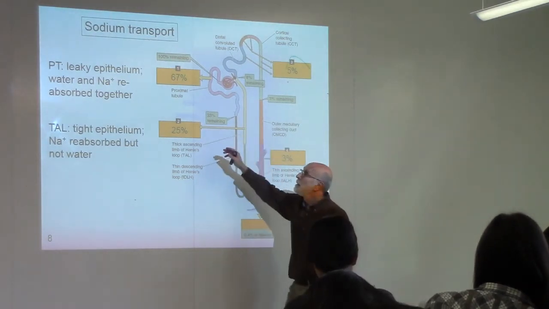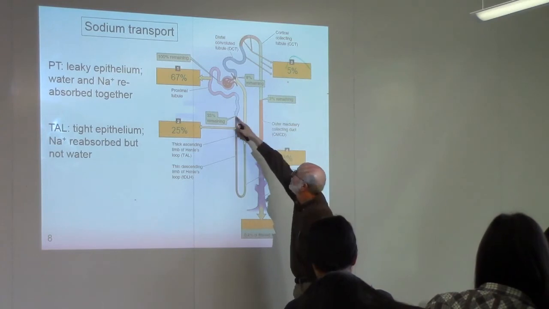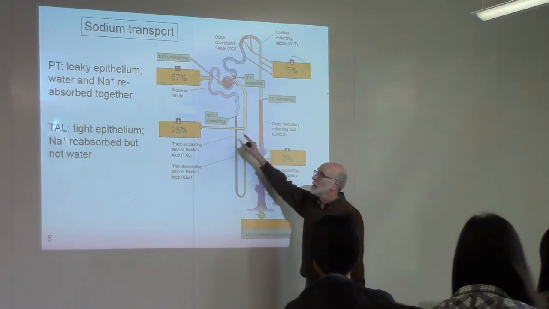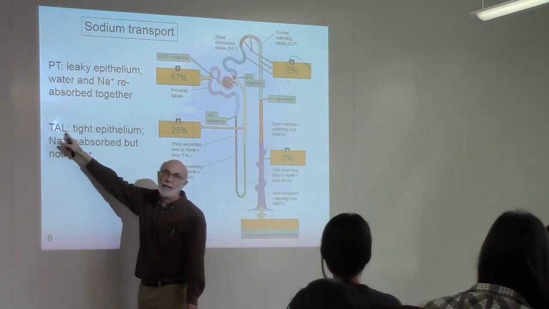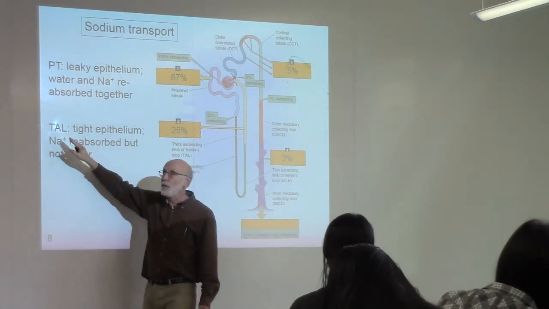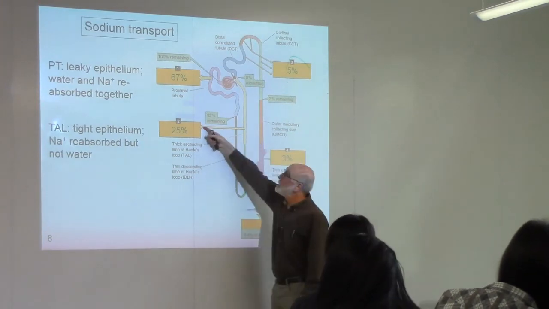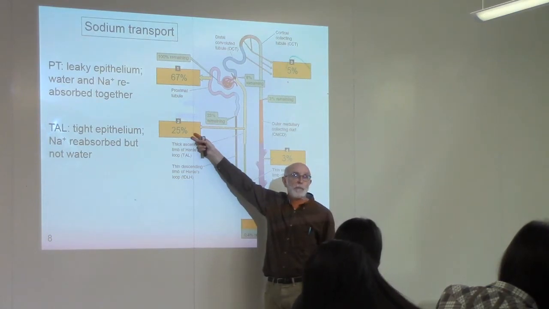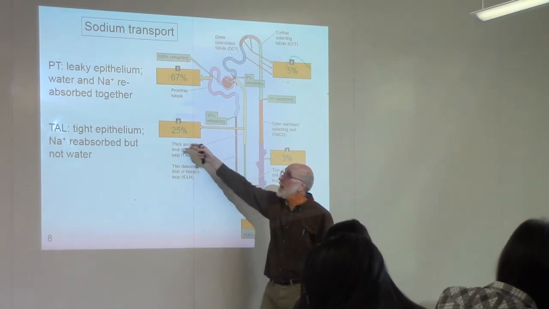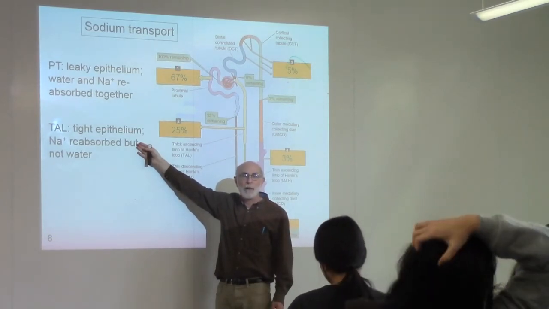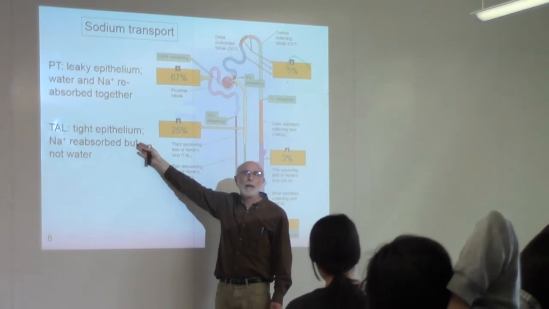In the ascending limb of the loop of Henle, the TAL, thick ascending limb, it doesn't matter that it's thick, it's the ascending limb of the loop of Henle. Sodium is going to get reabsorbed. About 25% of the total sodium that was filtered is reabsorbed by the thick ascending limb. And it's a tight epithelium, so water is not going to follow. You're going to see why that's important in just a minute. I mean, no, probably in about a week. Okay?